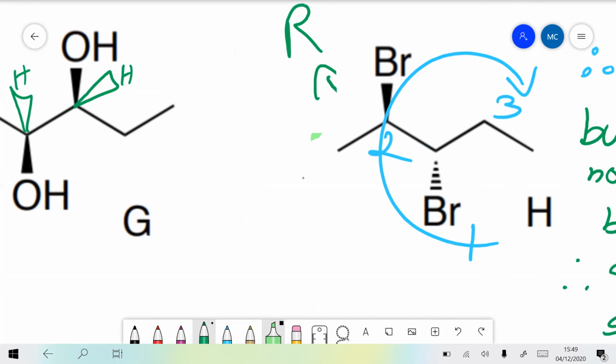2,3 bromo, no, 2,3 bromo hexane. So that would be RS 2,3 dibromo. Dibromo, right. Okay, but yes, that's something for another time.